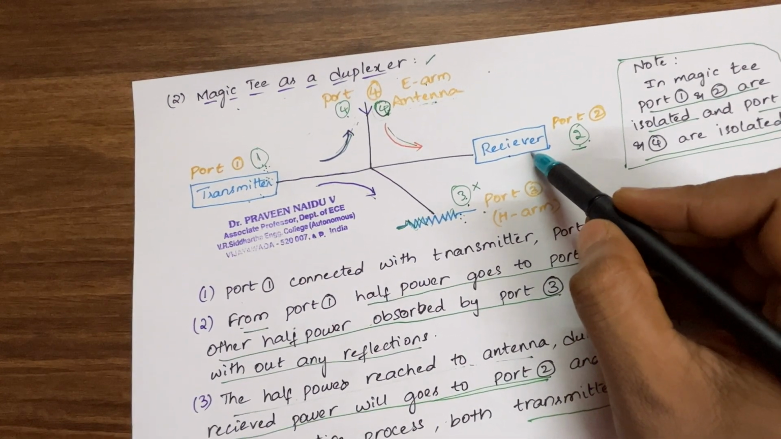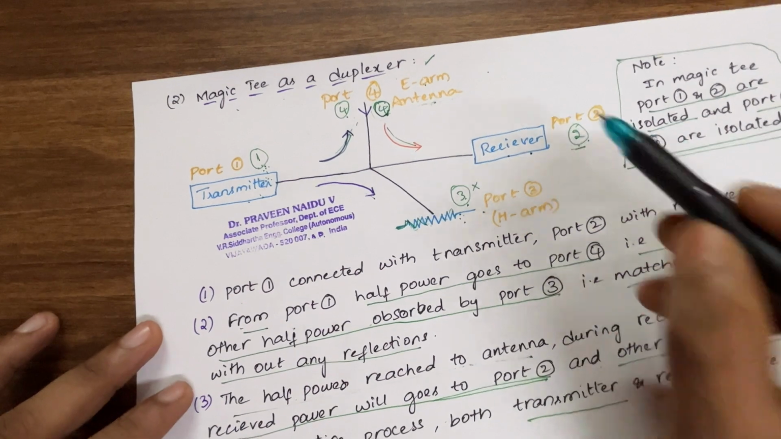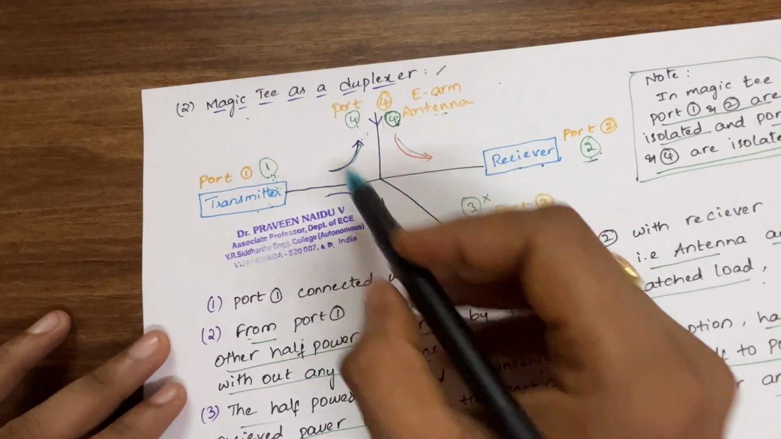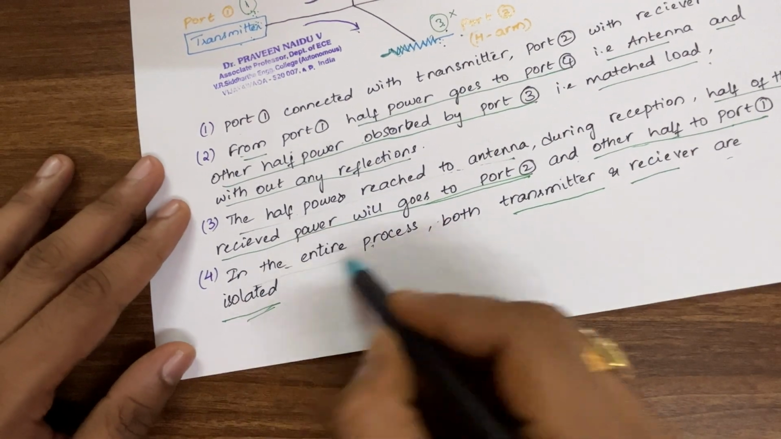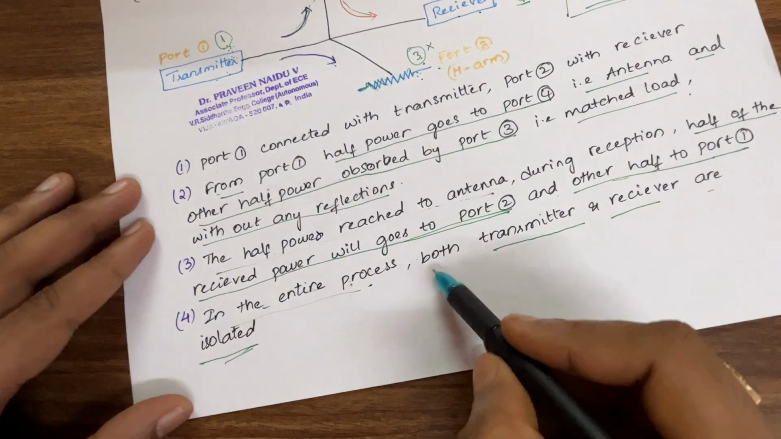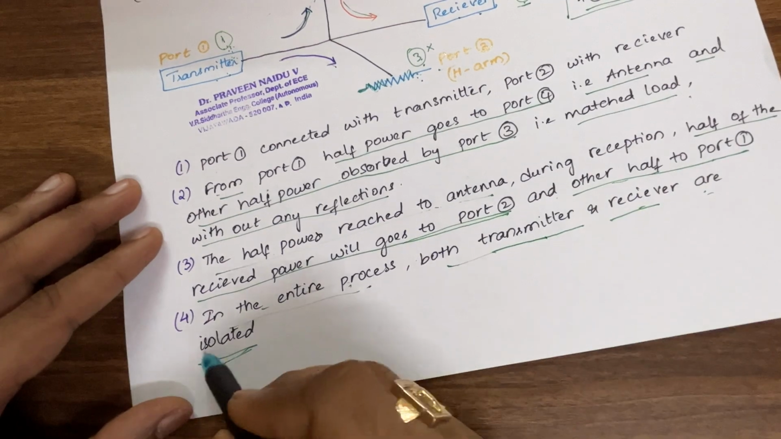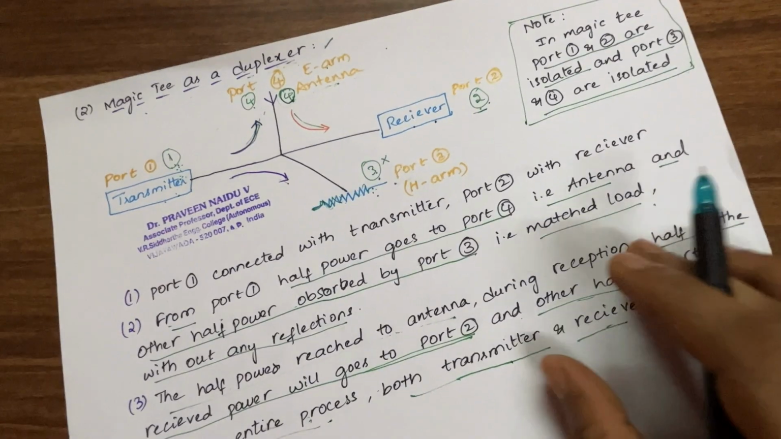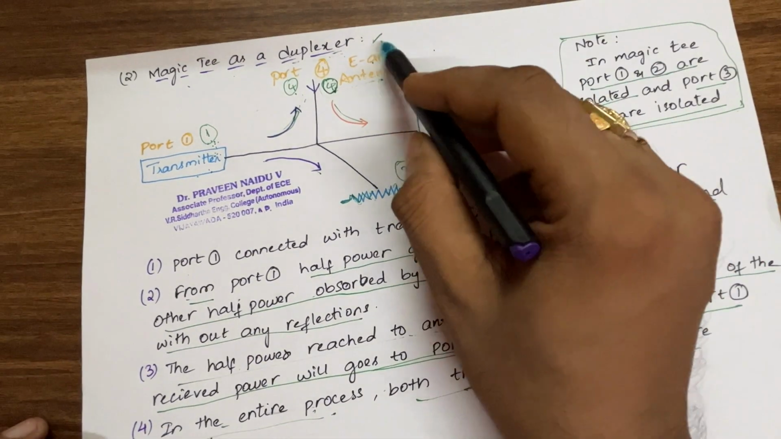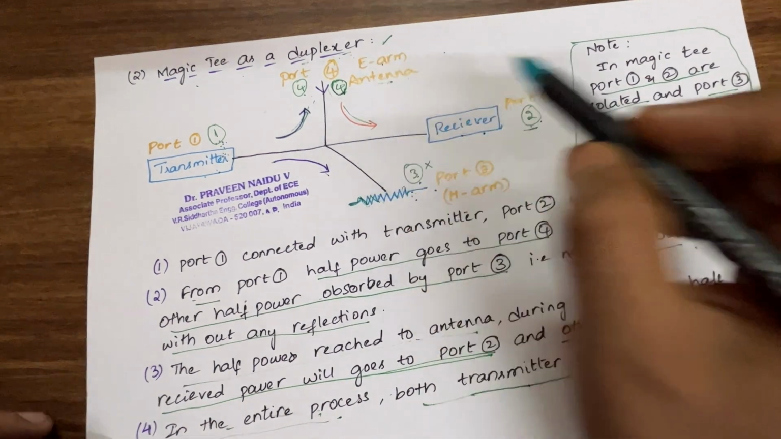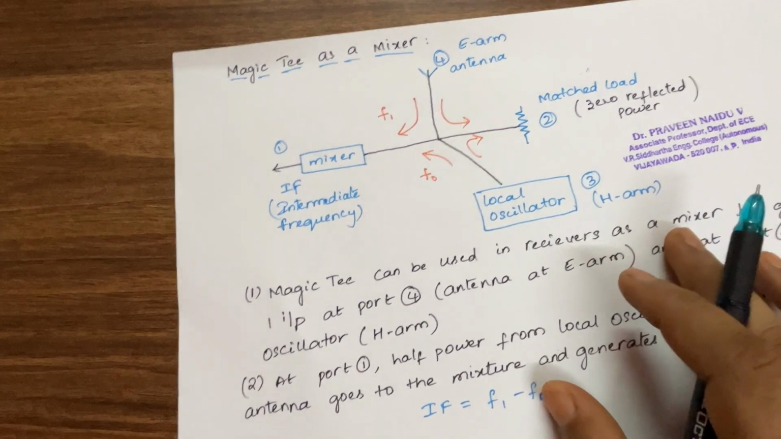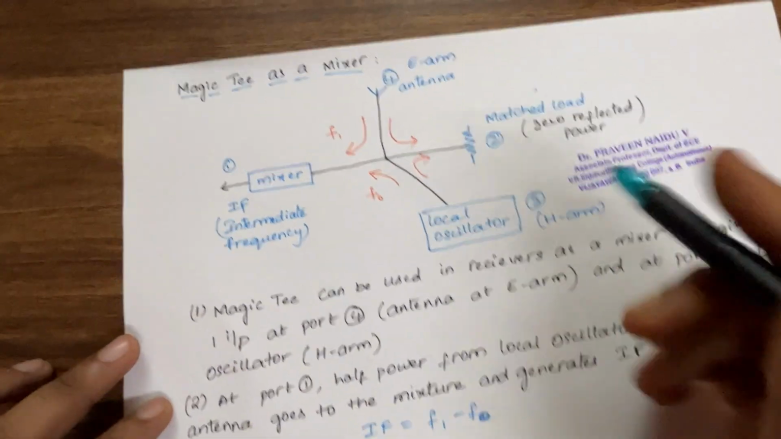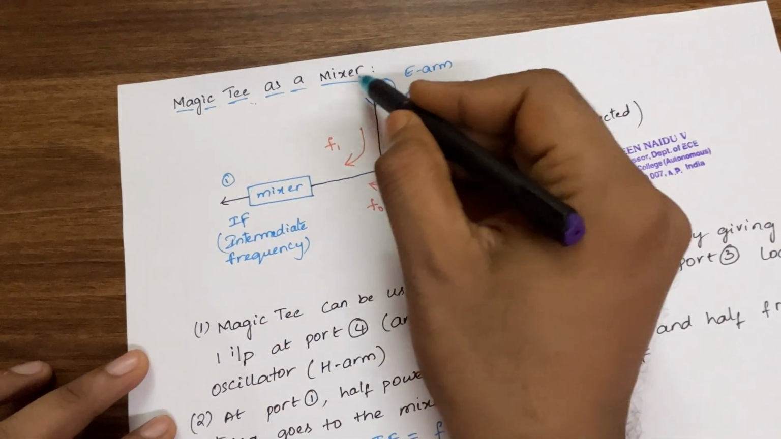By using that particular property, we can use this magic T as a duplexer. That is very, very important. In the entire process of our discussion, both the transmitter and receiver are isolated. So we can use a magic T as a duplexer. That is the second application of magic T. And coming to the third application, we can use magic T as a mixer.